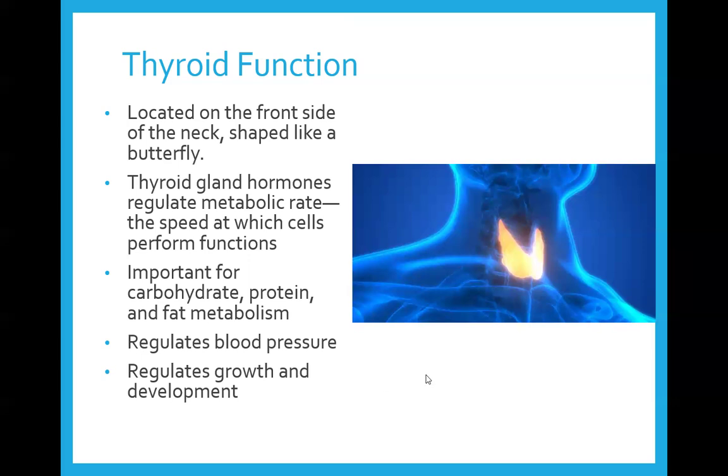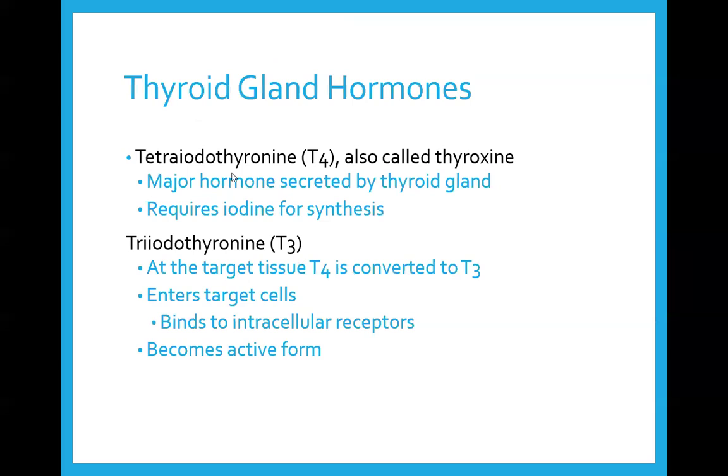And so it's a very important organ. The gland produces two different hormones. We have tetraiodothyronine, or T4. We'll just call it T4 in this class. It's also called thyroxine. It is a major hormone secreted by the thyroid gland and requires iodine for synthesis. So it's super important that we get iodine in our diet.